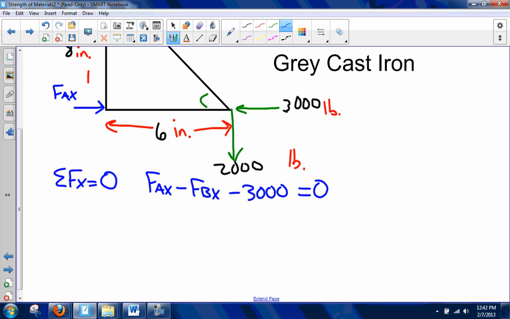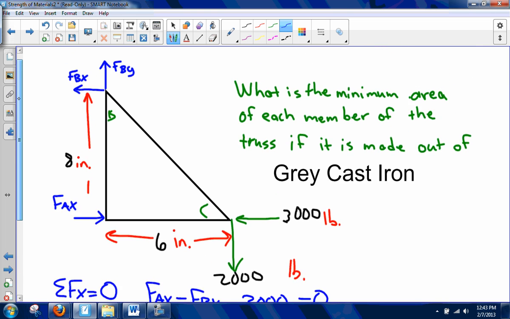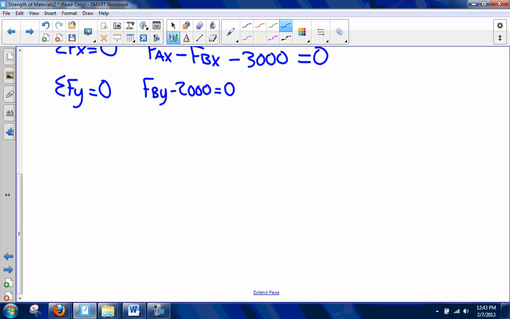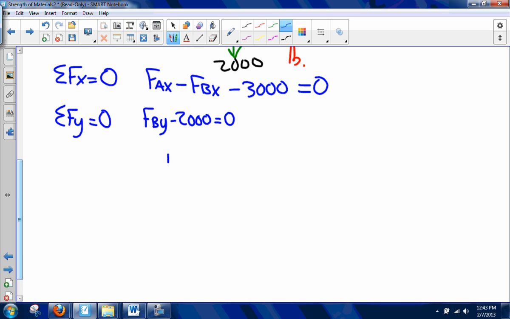So right now you can see I have two unknowns. I have FAX and I have FBX. That means I can't do anything else with this equation. I can't solve it right now. So I go on to my next equilibrium equation, which is sum of the forces in the y direction is equal to 0. So I've got to look for all the things that are moving up and down. So I've got FBY, it's going up, so I'm going to say it's positive. And I have 2,000 going down, so minus 2,000. That equals 0. So I'm going to put 2,000 on the other side, and I'll get FBY is equal to 2,000 pounds. All right, so that's an answer already.